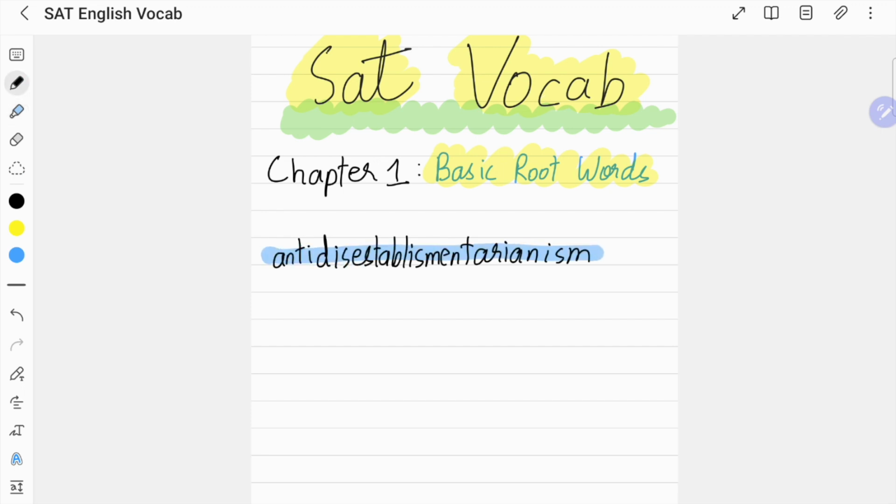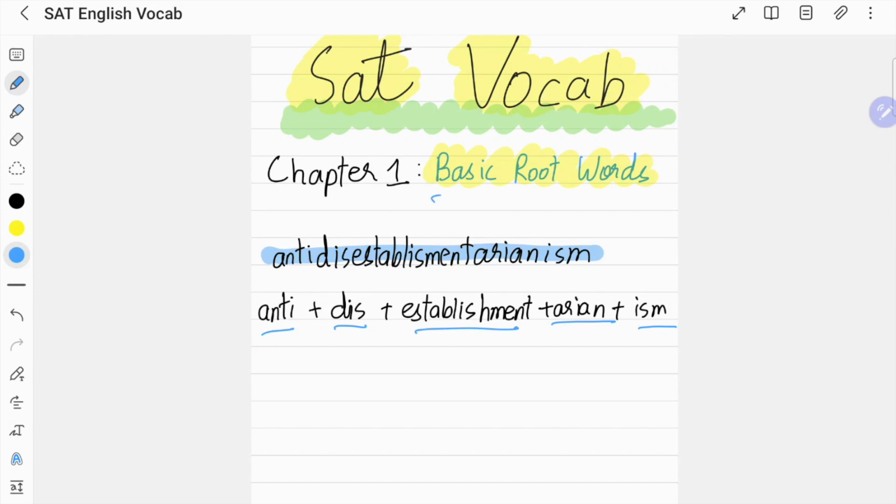I'll just underline it. This word can be broken down into its basic roots, which is anti plus dis plus establishment plus Aryan plus ism. Alright, you see how we broke down this word into its different root words? Well, this is called basic root words. Although this word may look really ridiculous, and we promise you will never see it on a standardized test, it's a good example of how roots can help you break up a word like this.